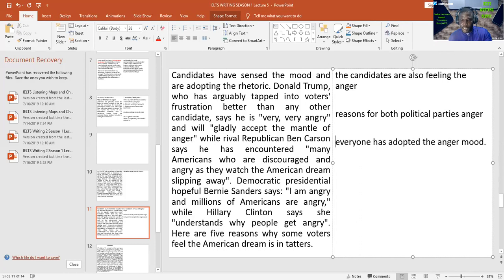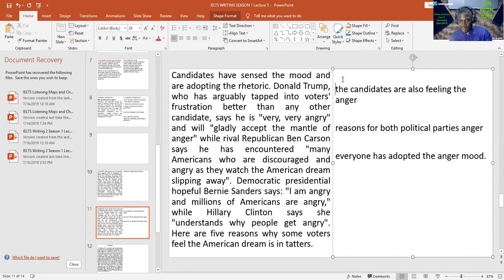Okay, let's go into it now. Three people have responded. They said candidates are also feeling the anger. Okay, candidates have sensed the mood, the change in mood, the anger, and are adopting. Who is it referring to as are adopting? The candidates. So it has referred to the candidate two times in this sentence. It's about the candidates adopting the rhetoric. Rhetoric is to repeat something. So it's about the candidates.